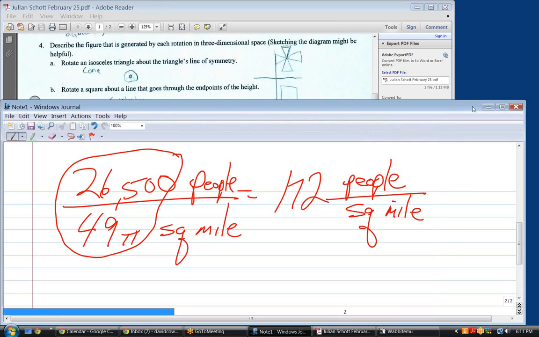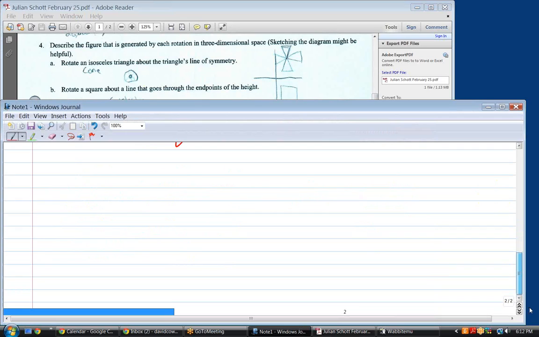And just to be clear, is this all your work? Yeah. Okay. If you take that isosceles triangle and rotate it, when it says rotate it about its line of symmetry, that's its line of symmetry. Okay. Notice why that's a line of symmetry. It's symmetric on both sides of that line, right?